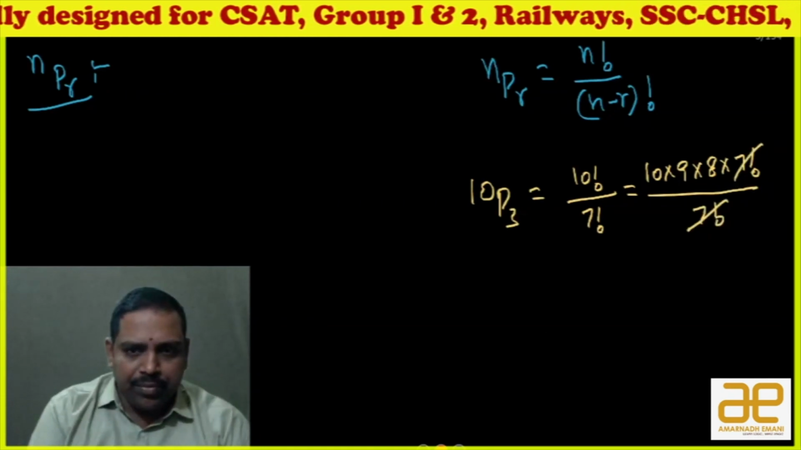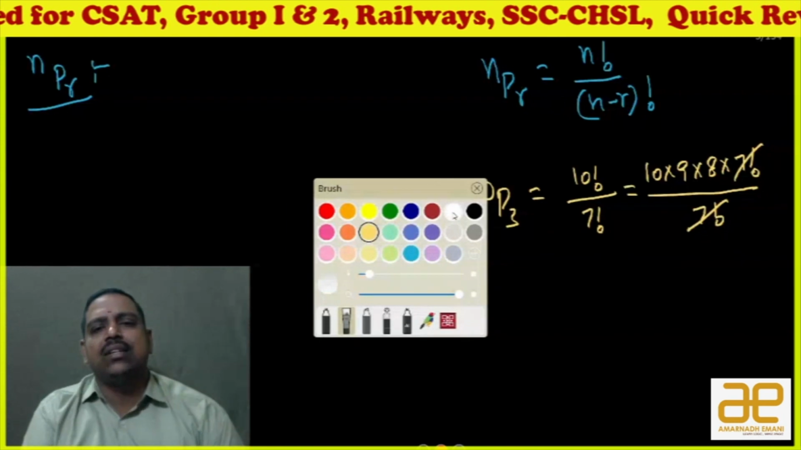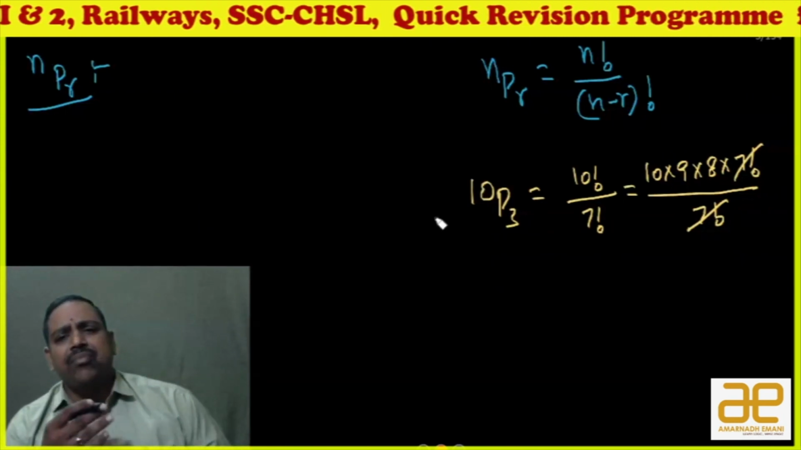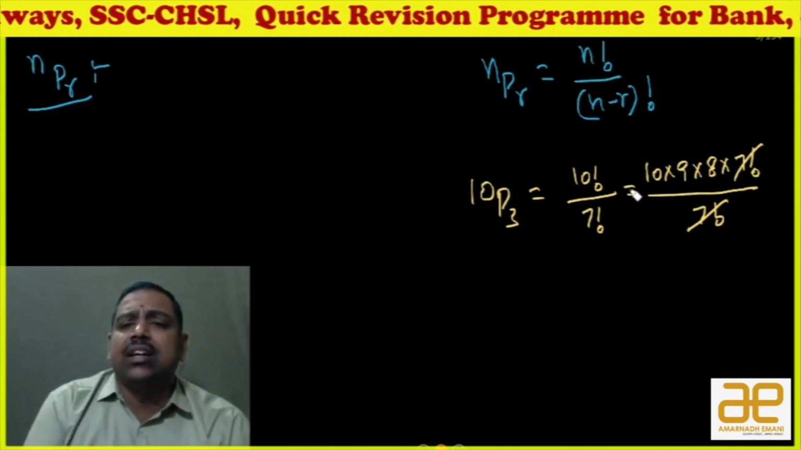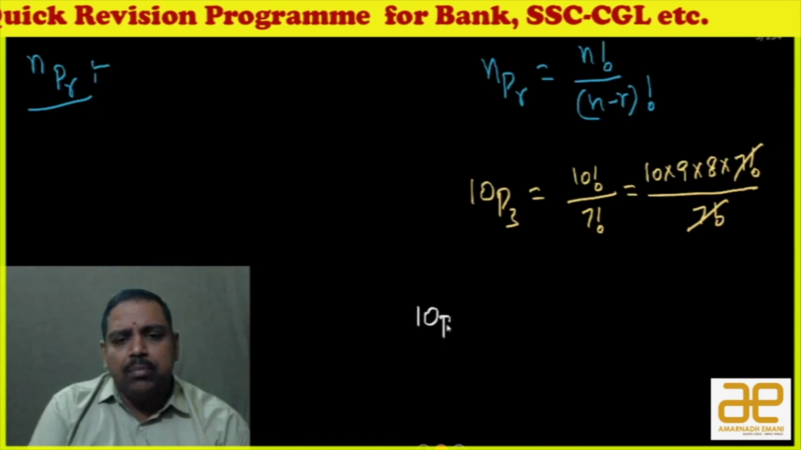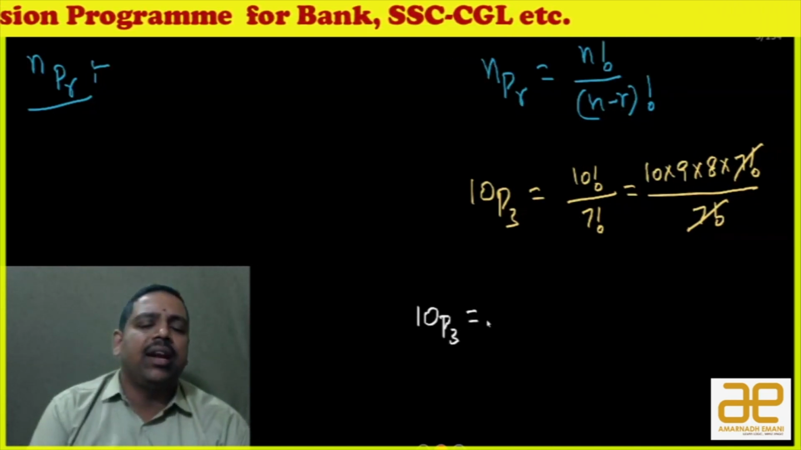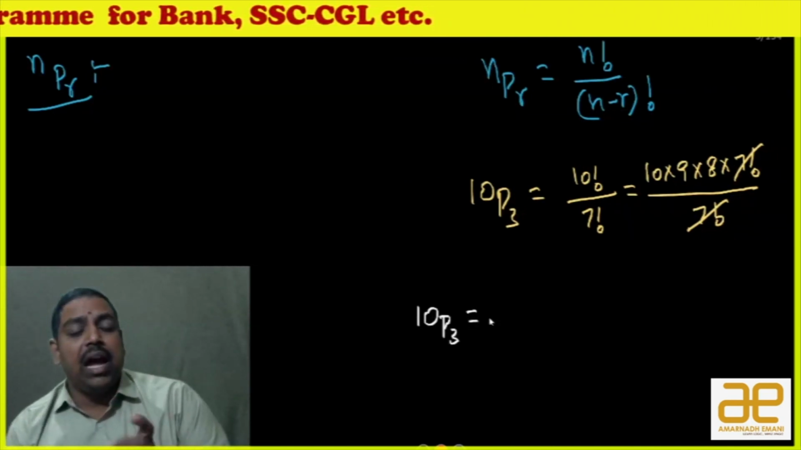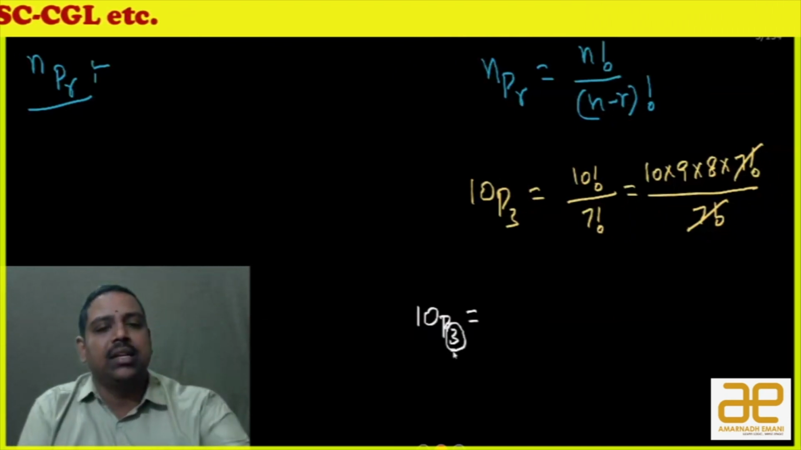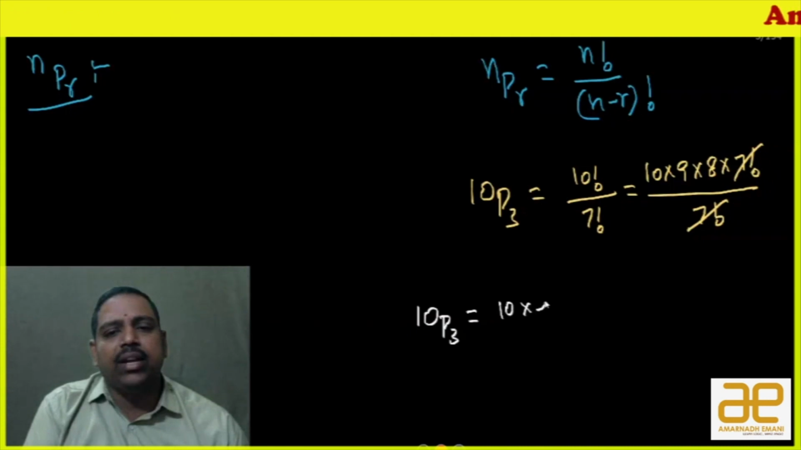Oh, beautiful. Now I have an analysis for you. Every time doing this is tedious and meaningless, right? That's why at any point, if you have 10P3, like 10 factorial, write 10 into 9 into and so on. How many times you have to write? Here it is 3, so 3 times you have to write. That is, it is 10 into 9 into 8, simply.